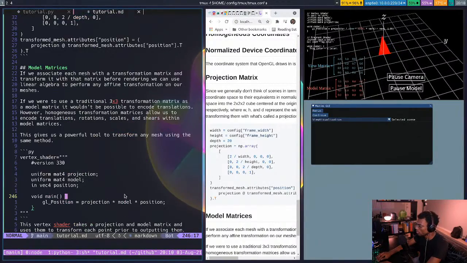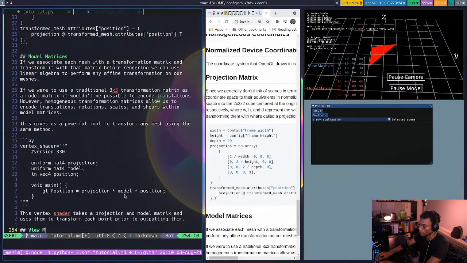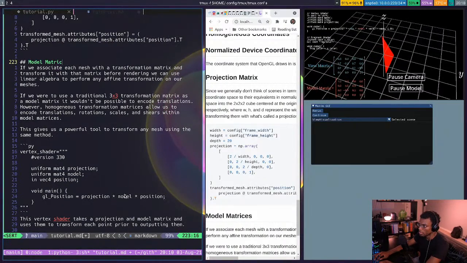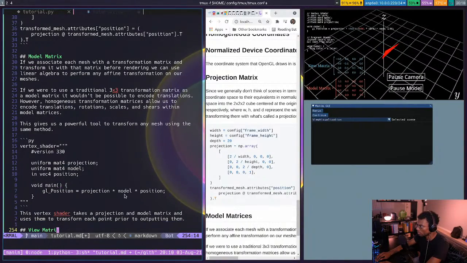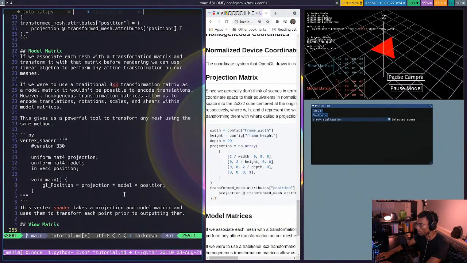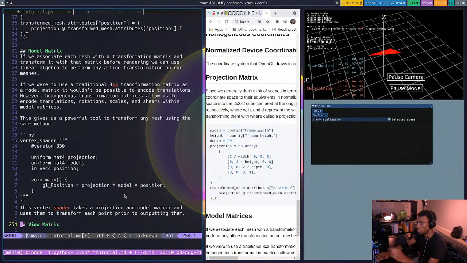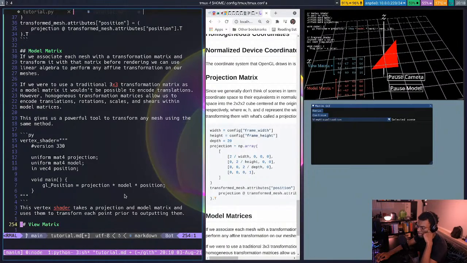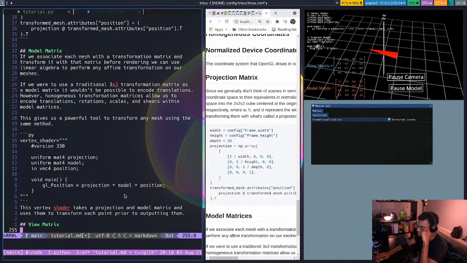Okay, so that's model matrices. I guess I'll do this singular view matrix. The way I'd want to talk through this and motivate it is really different from the way I'd want to write it down in notes.